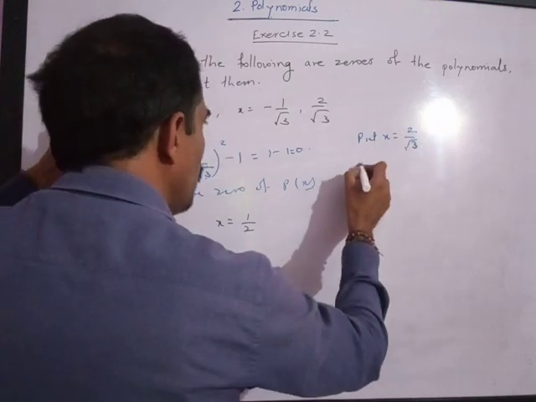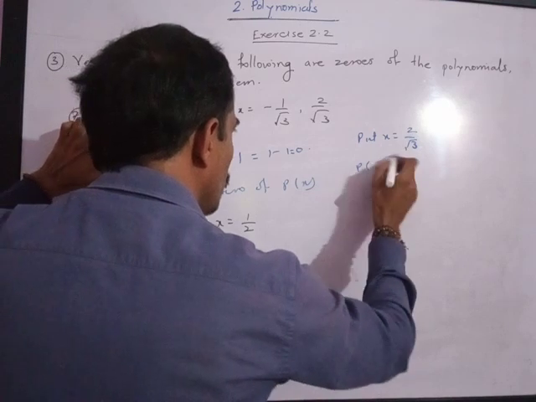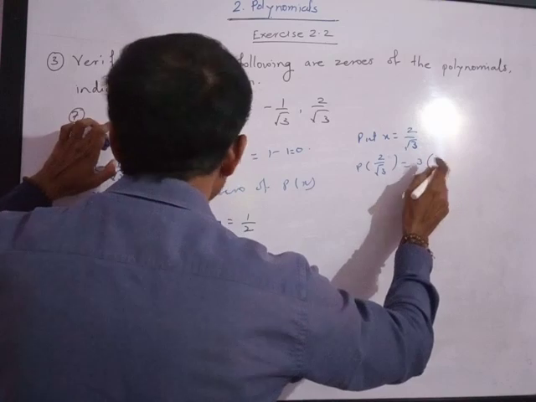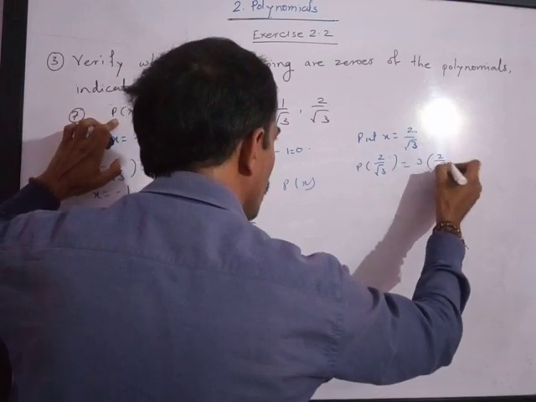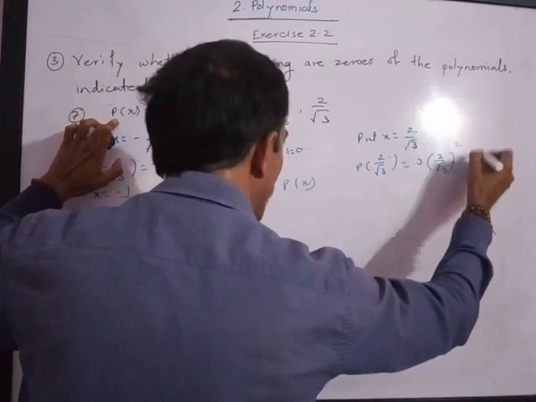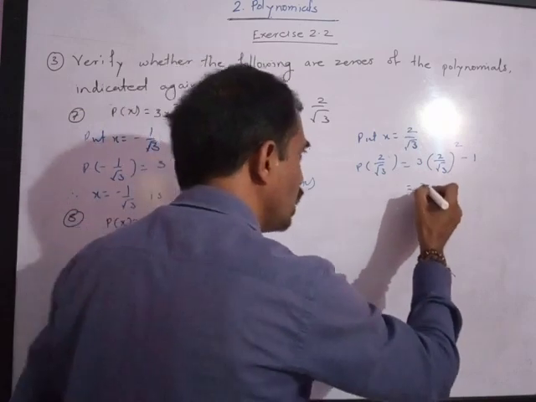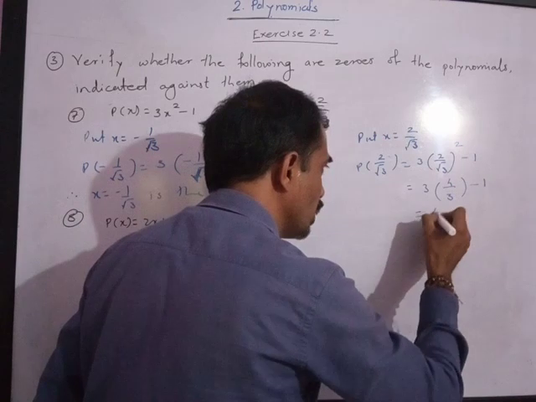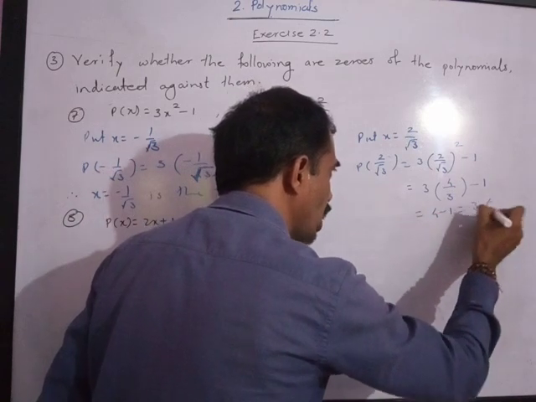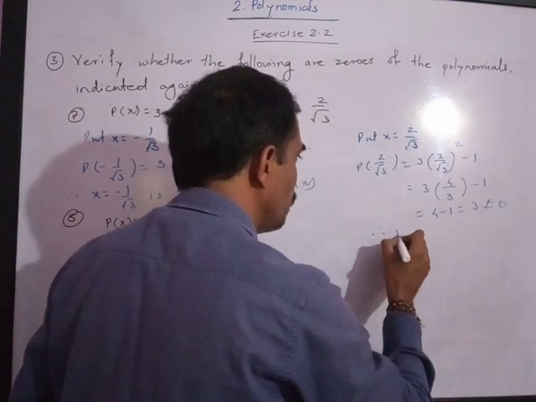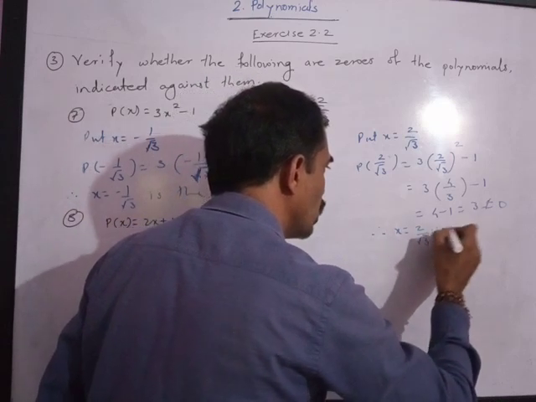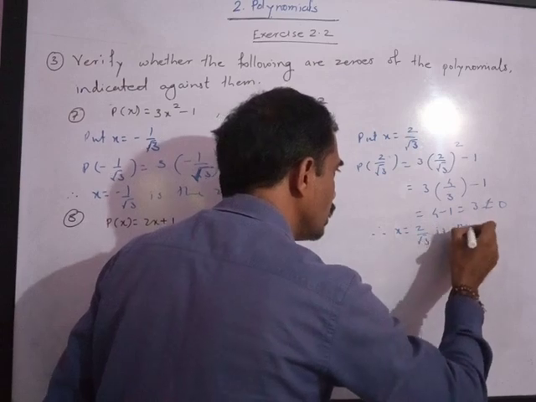Next, put x is equal to 2 upon root 3. So we'll get p of 2 upon root 3 is equal to 3 into 2 upon root 3 bracket square minus 1. So this is equal to 3 into 4 upon 3 minus 1. Please note that is equal to 4 minus 1, that is 3, which is not equal to 0. Hence x equal to 2 upon root 3 is not a 0 of p of x.